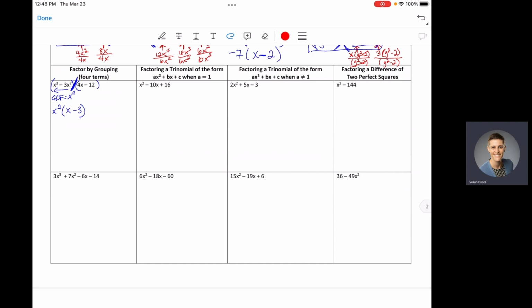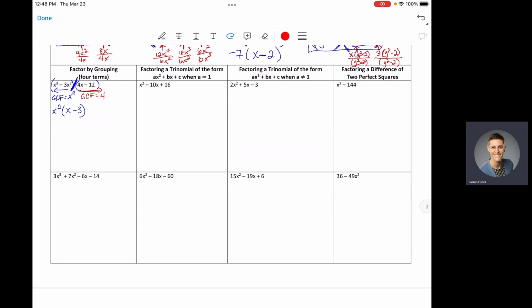And now we're going to do the same thing. We're going to look at this side. And our greatest common factor over here, the biggest thing that comes out of both pieces, is a 4. 4 will divide both 4 and 12. Since the 12 doesn't have an x in there, we won't have a variable. It's just going to be 4.